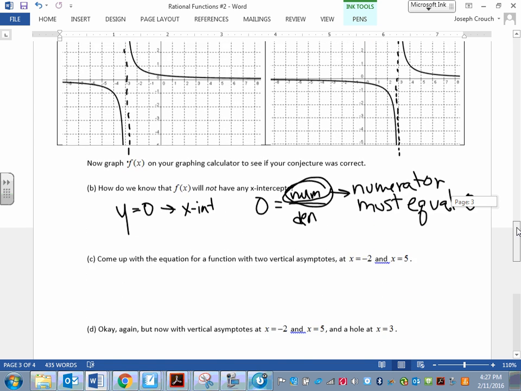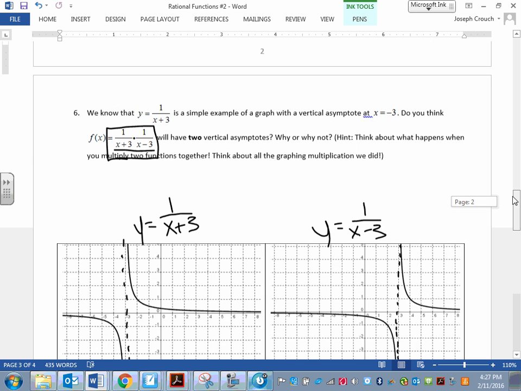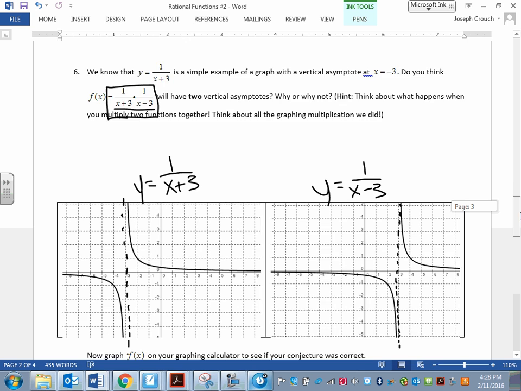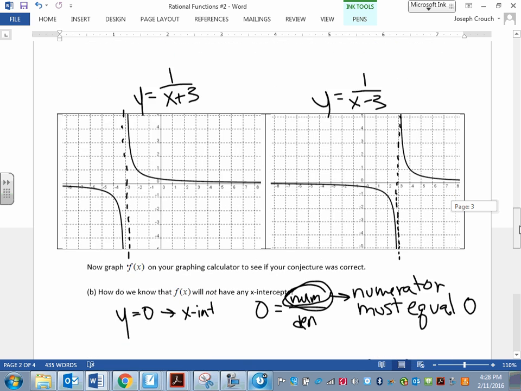So let's go back to what we were saying. The numerator must equal 0. So look at this equation. This numerator is 1 times 1. It's 1. It's never going to be 0. It just can't possibly be 0.